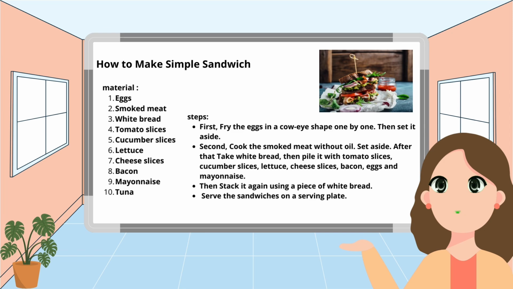First, fry the eggs in a cow egg shape one by one. Then set them aside. Second, cook the smoked meat without oil. Set aside. After that, take white bread. Then pile it with tomato slices, cucumber slices, lettuce, cheese slices, bacon, eggs, and mayonnaise. If you want it thicker, do this step twice. Then stack it again using a piece of white bread. The tuna cheese sandwich is ready to be served. At this stage, you can cut the crust from the edges of the white bread according to your taste. Serve the sandwiches on a serving plate.